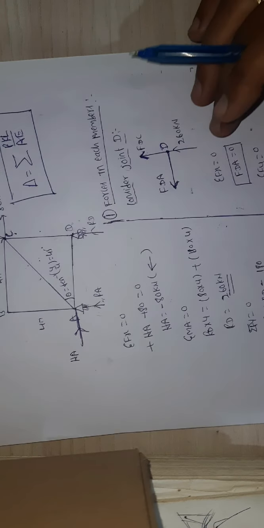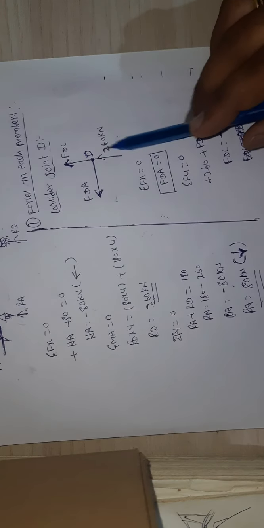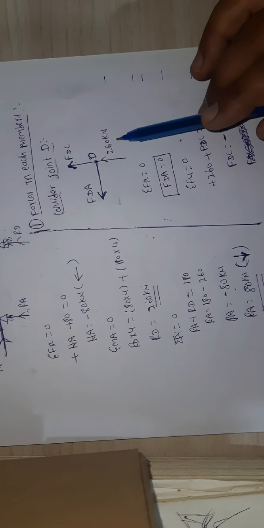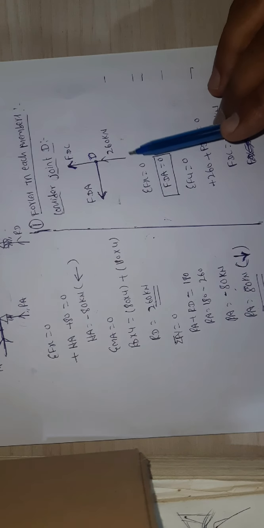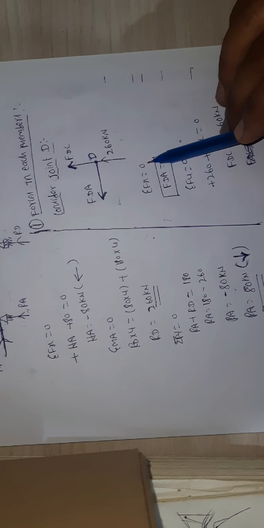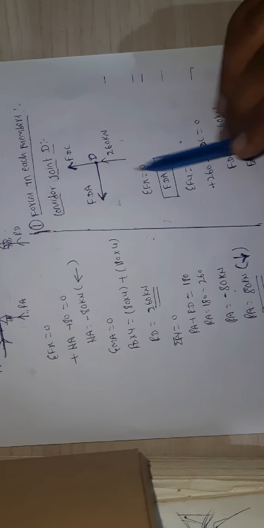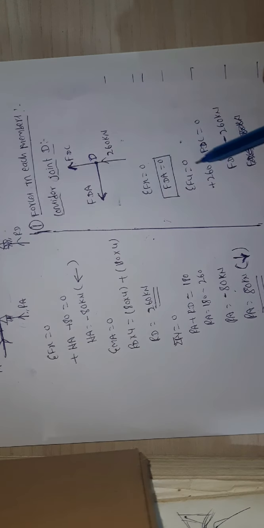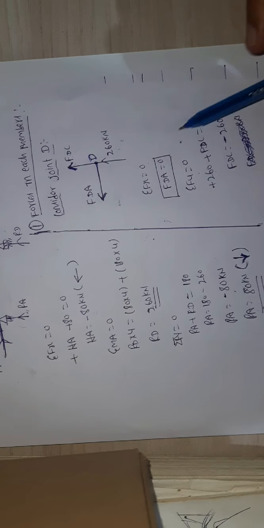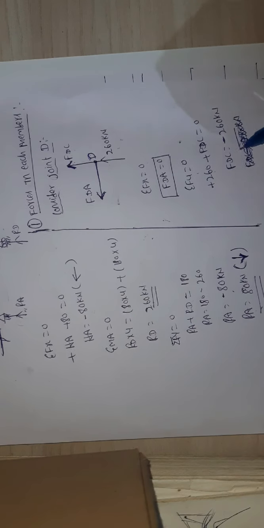Now use equilibrium conditions. It is a coplanar concurrent force system, so use equilibrium conditions. What is the equilibrium condition? Sigma Fx equals 0 and sigma Fy equals 0. Using sigma Fx equals 0, F of DA equals 0. Similarly, I use sigma Fy equals 0: plus 260 and plus FDC. I calculated the FDC value.